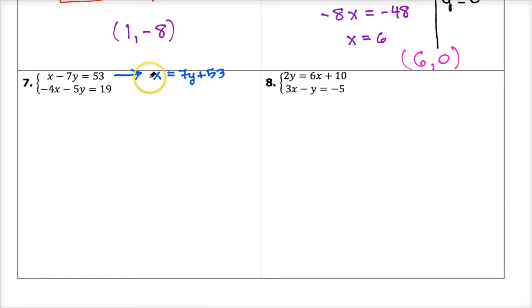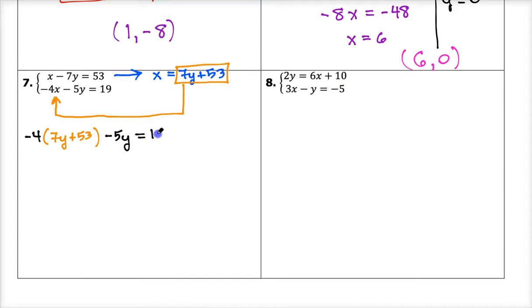So just remember, you don't always have to solve for y. When we're doing substitution, we're not necessarily putting our equations in slope-intercept form. We're just solving for one of the variables, and in this case, x is easier to solve for than y. So since I know x is equal to 7y plus 53, I'm going to substitute 7y plus 53 in for x into my bottom equation. Make sure you plug in for the right variable. So this will be negative 4 times the quantity 7y plus 53, minus 5y equals 19.